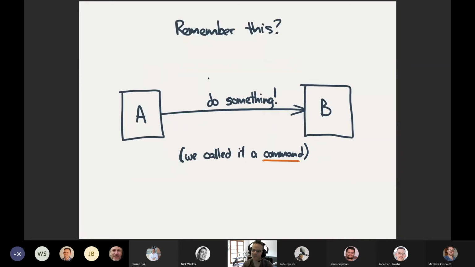Okay, so let's go through it, right? Let's see how that works. Remember this, I think it was 10 minutes ago. We've got A telling B to do something. We called that a command. So even if it was like A fetching something from B, it's still a command to fetch it, right? So it doesn't always have to be a state change. It could also be a state fetch. That's still a command in my opinion.